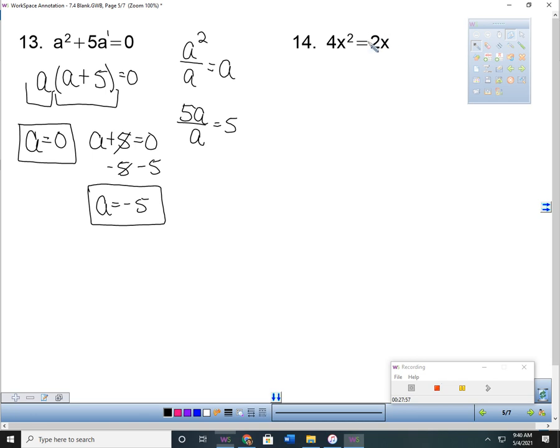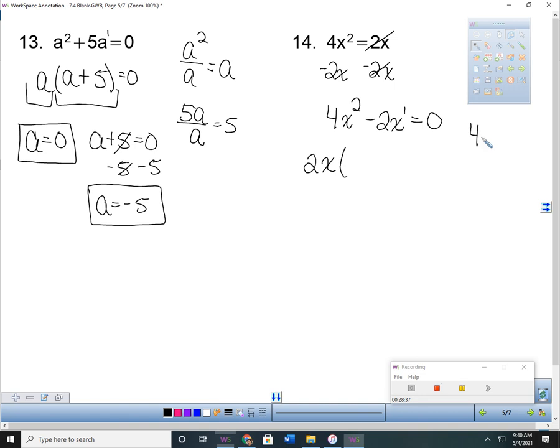Number 14, I notice that I do not have a 0 over here, so I'm going to subtract the 2x. Now it does work out sometimes where you subtract and you can combine those, but you want to make sure that they're like terms. Ours are not, so we'll just put them next to each other. So I have a 4 and a 2, so the biggest number that divides into both of those evenly is 2. And then I have x squared and x to the first, so I can take out an x.